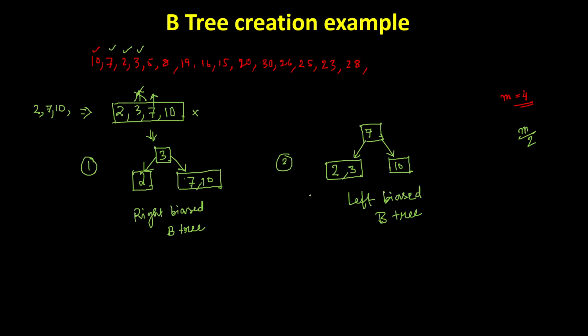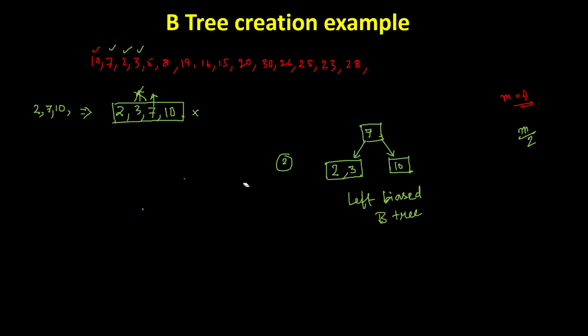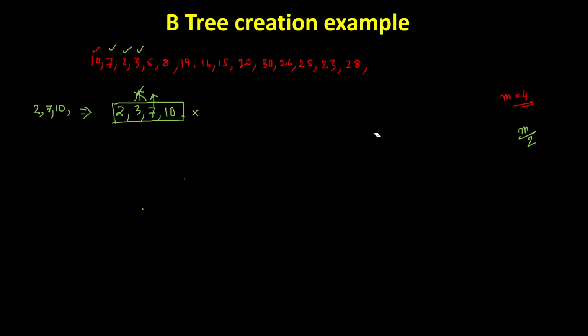So both are correct. But remember one thing: when you are designing a B tree, either you follow right biased or you follow left biased. Don't take a mixture. Okay. Anyway, so now let's erase everything and continue what we were doing. So assume that we are taking right biased. So what will happen if we consider right biased?